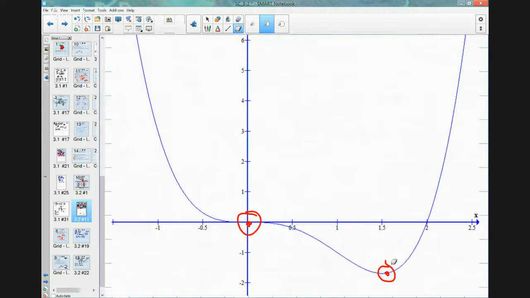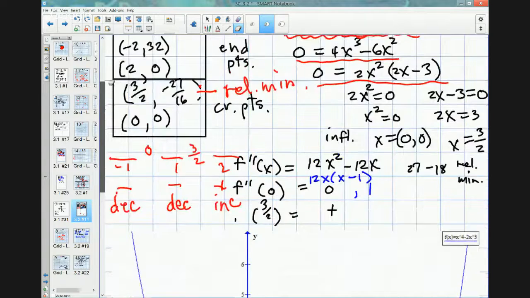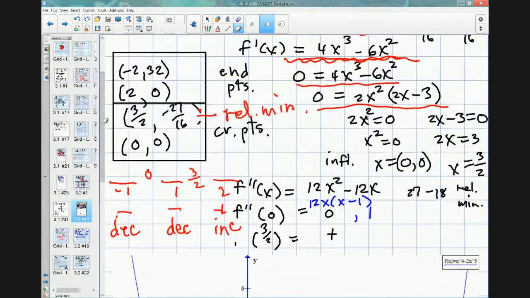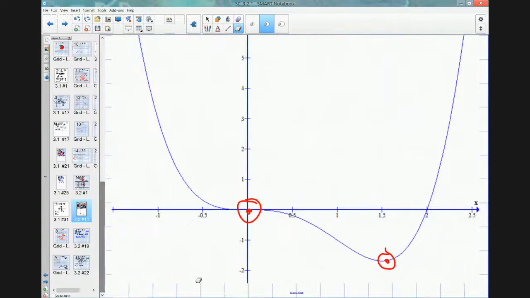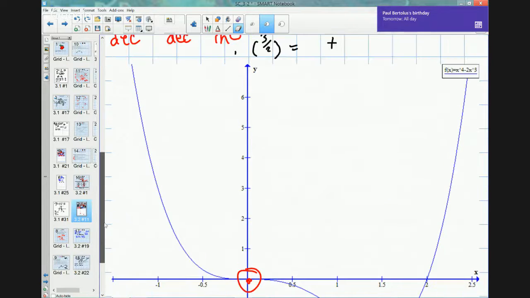This one right there. By the way, where did I get this y coordinate from? -27/16. Well, just take the x value and plug it into this original function and do the arithmetic. And that's what I did. It turns out to be a little bit less than -2. And if you look at the graph, you can see we're not quite down to -2. That makes sense.